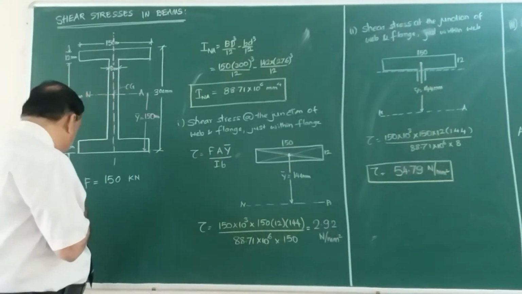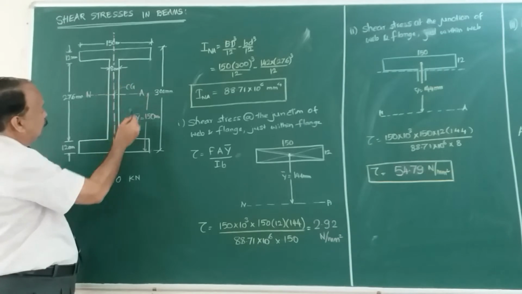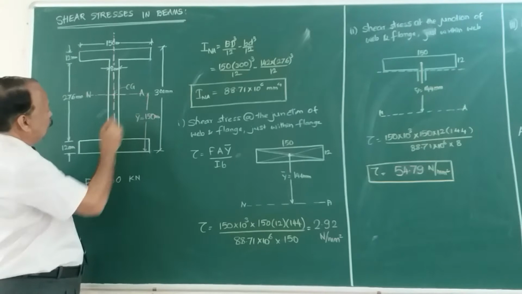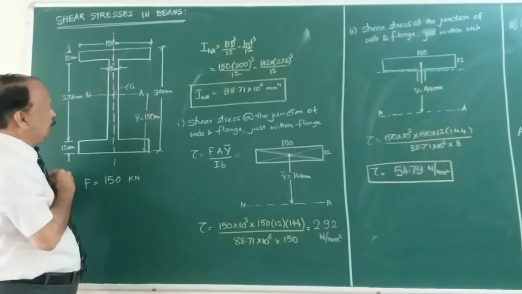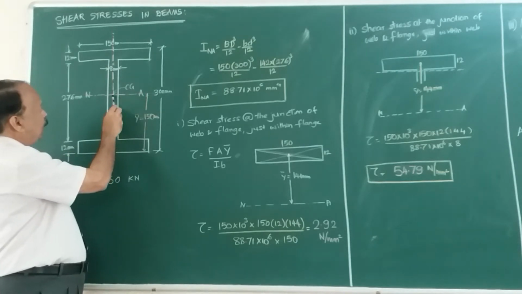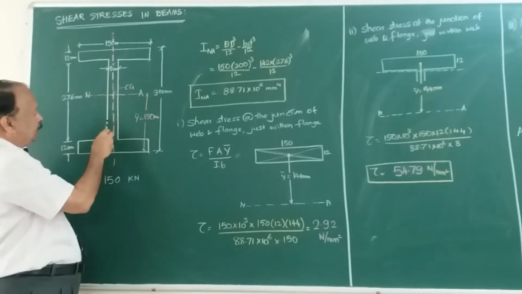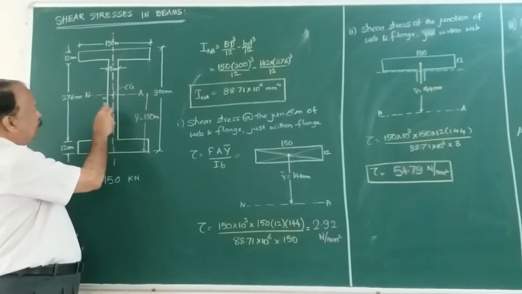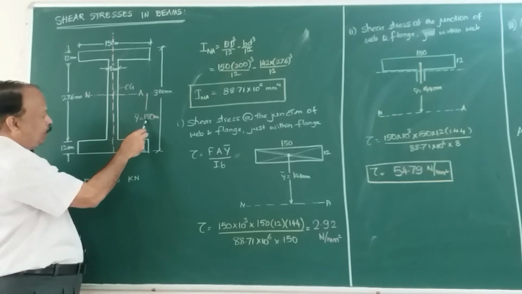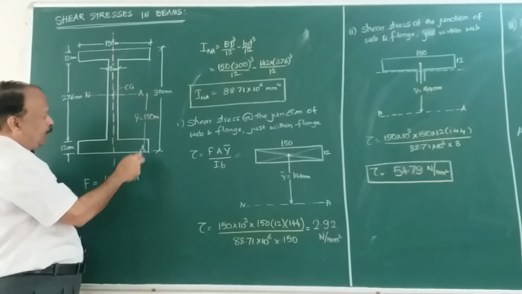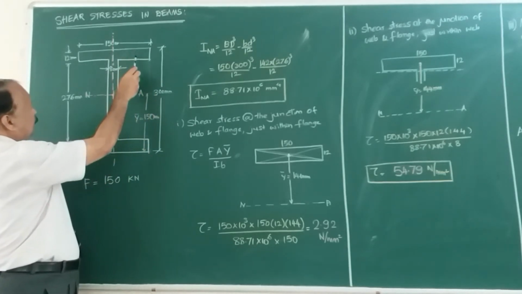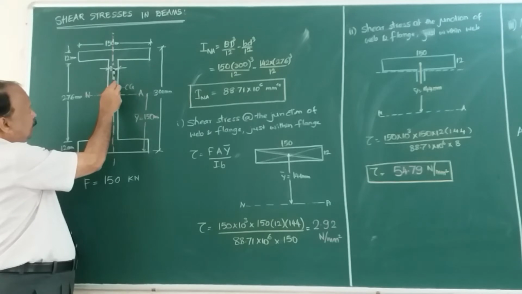Moment of inertia of the section: this is a symmetrical section. The figure is symmetrical about the vertical axis and also about the horizontal axis. Hence the center of gravity or centroid will lie on the intersection of the symmetrical axes. That is, the neutral axis is located at the center of gravity. So the distance of centroid is 150 mm from the top flange and also from the bottom flange, because this is 300, and here the flange thickness is 12 mm and the web thickness is 8 millimeter.